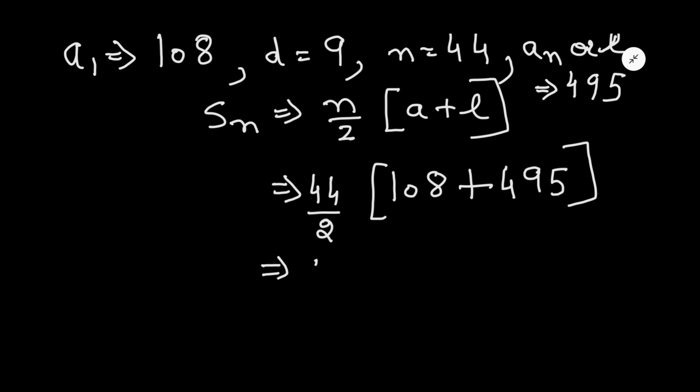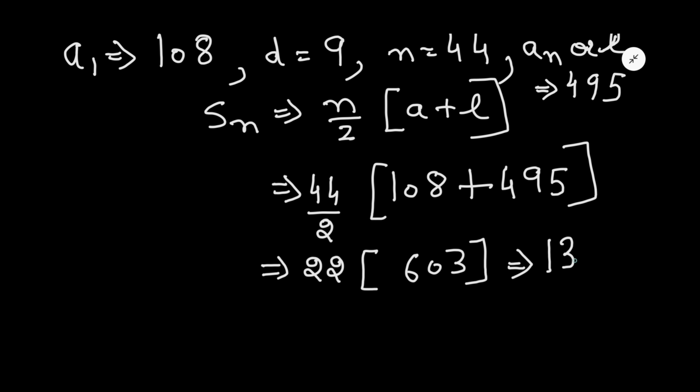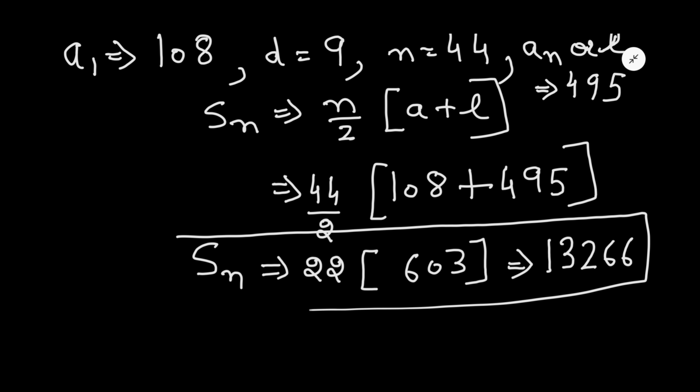2 into 22 is 44, so 22. 495 plus 108 is equal to 603. 603 multiplied by 22 is equal to 13266, which is our final answer. So the sum of this arithmetic progression is 13,266.